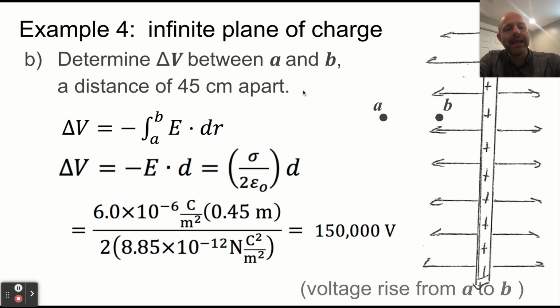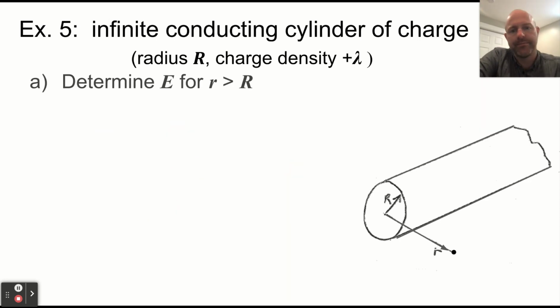So this is probably the easiest one. The voltage rises as you go from A to B because you're going against the electric field, and it decreases as you go the other way.